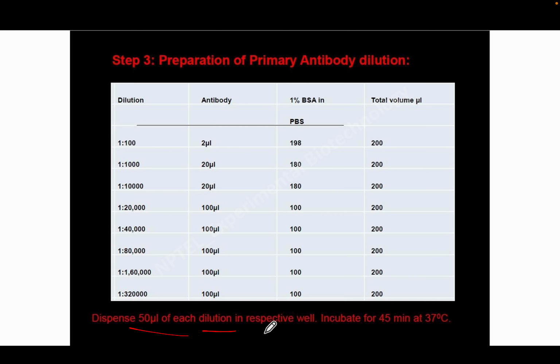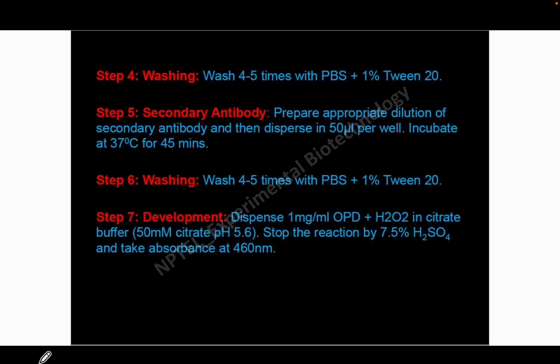dispense 50 microliter of each dilution in respective wells and incubate for 45 minutes at 37 degrees. Wash 4 to 5 times with PBS plus 1% Tween 20. Secondary antibody: prepare an appropriate dilution of secondary antibody and then dispense 50 microliter per well. Wash 4 to 5 times with PBS plus 1% Tween 20.